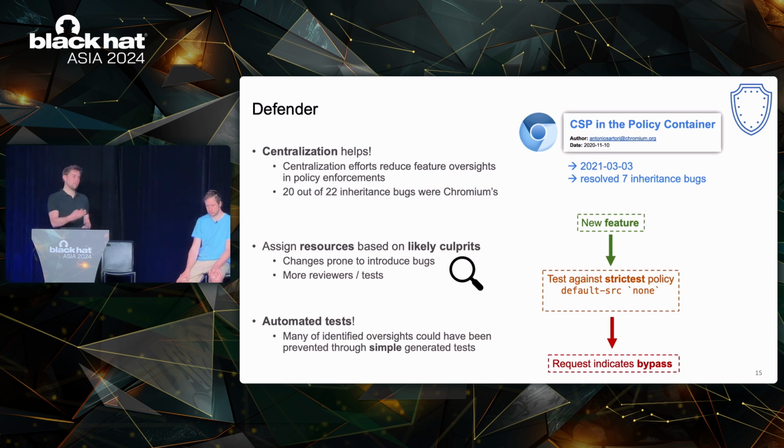For example, if you add a new feature, you can test it against the most strict possible policy. And in the case of CSP, for example, when a request is still sent, this indicates a bypass. And you can also take this strategy when a new policy is introduced, for example.